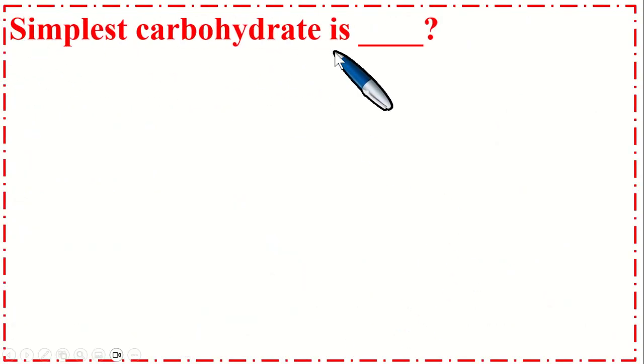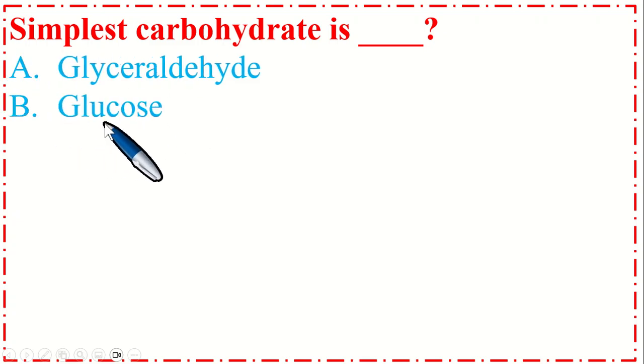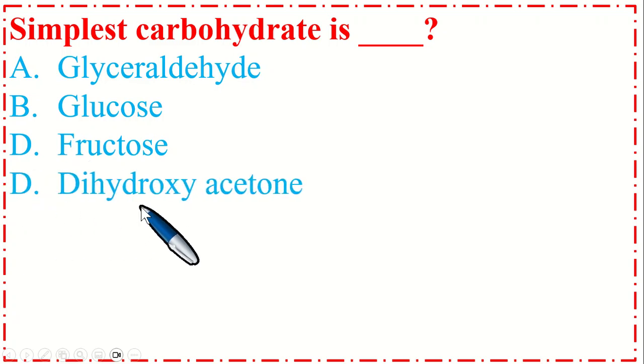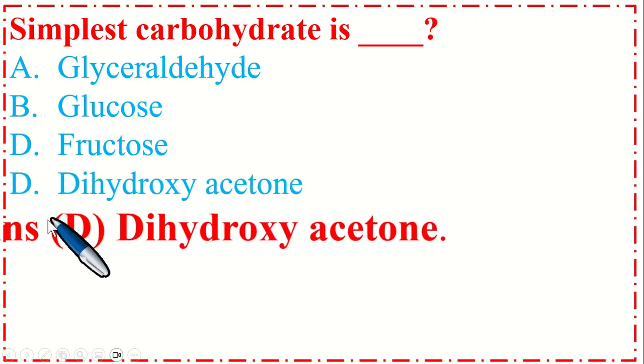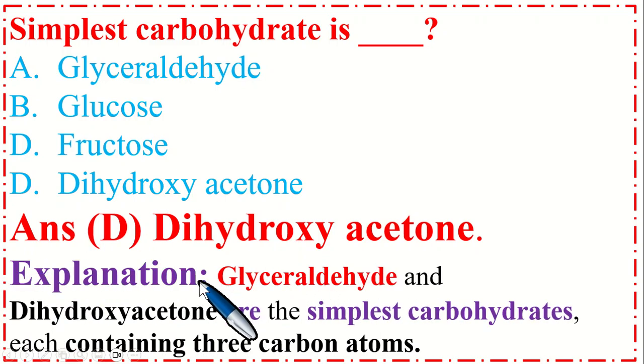The simplest carbohydrate is dash. Option A glyceraldehyde, B glucose, C fructose, and option D dihydroxyacetone. So the correct option is D, dihydroxyacetone. Glyceraldehyde and dihydroxyacetone are the simplest carbohydrates, each containing 3 carbon atoms.